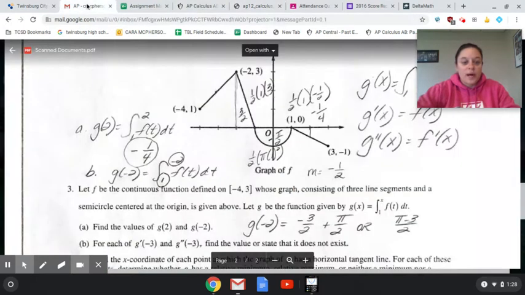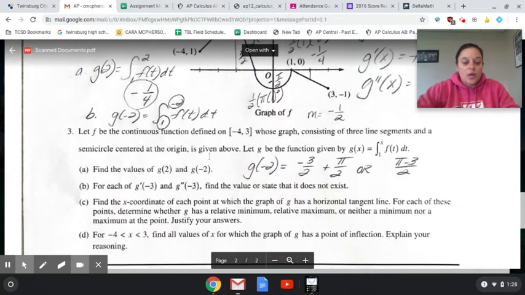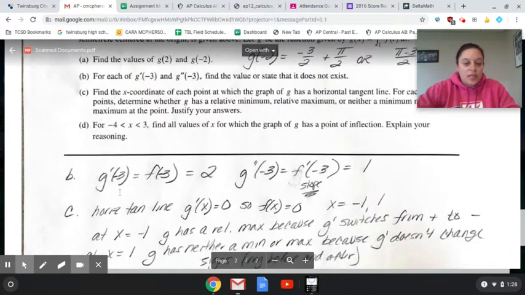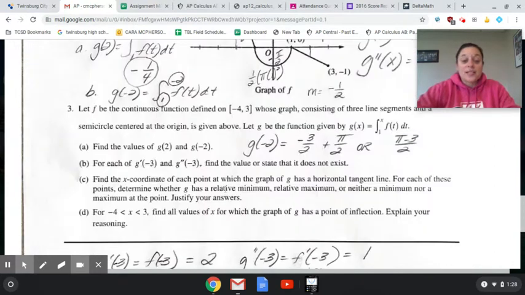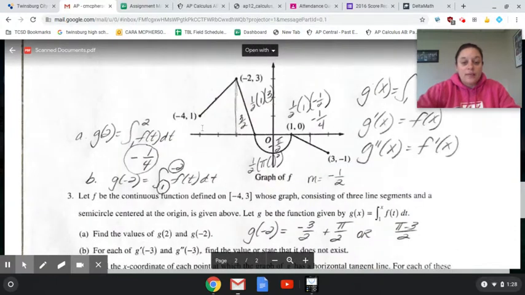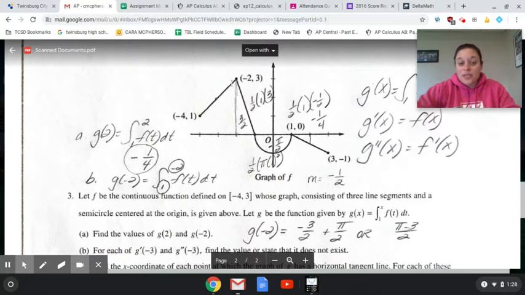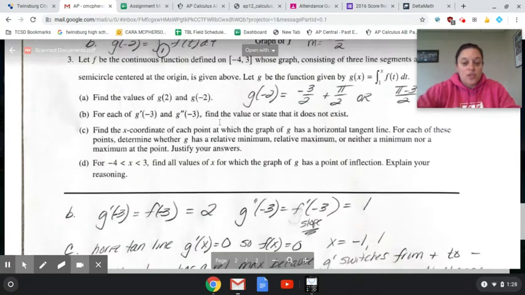So let me go back to mine. Part B wanted to know g prime of negative 3 and g double prime of negative 3. So I wrote a little note here. G prime is the same as f. So if I'm taking g prime of negative 3, I'm actually asking for f of negative 3. That's going to come straight from the curve. F of negative 3 would be right here in the middle of that segment. You can check the slope of that segment to make sure it is going up 1 every time, so up 1 over 1. So that would be a height of 2. So that's your answer for that one.